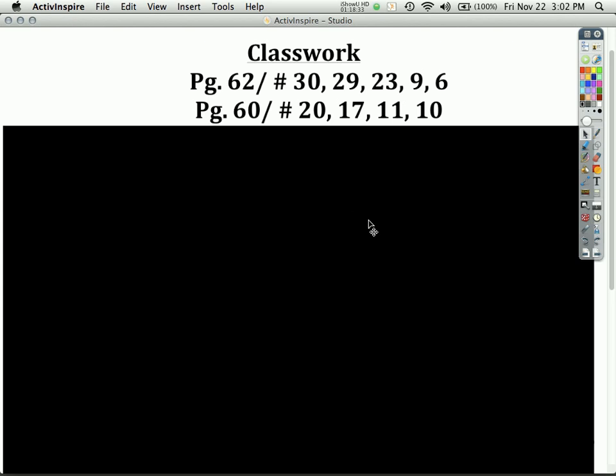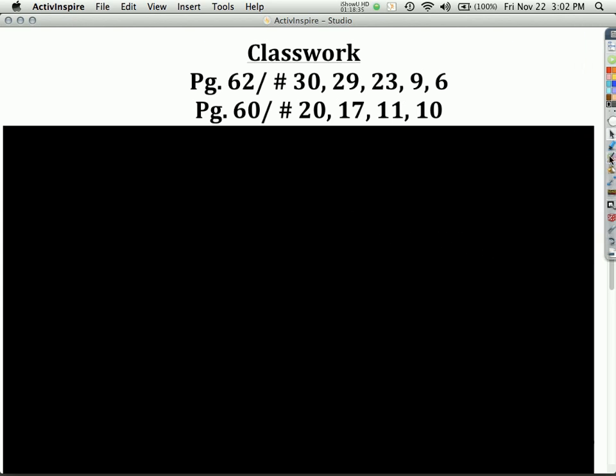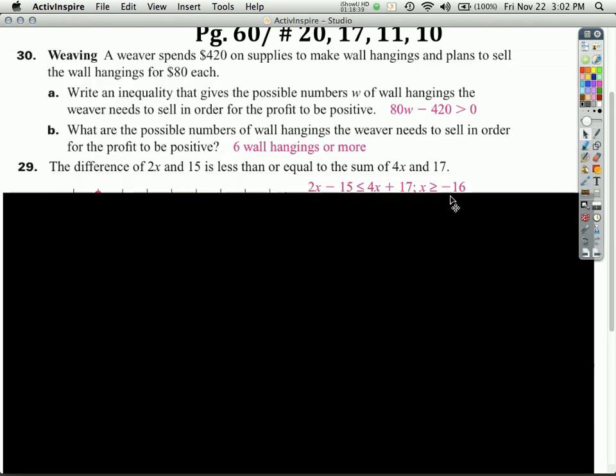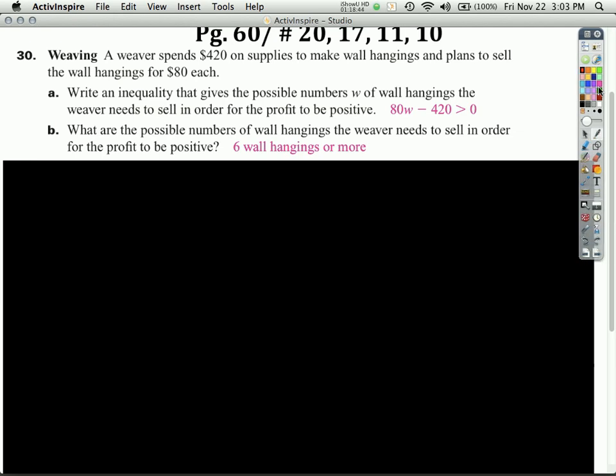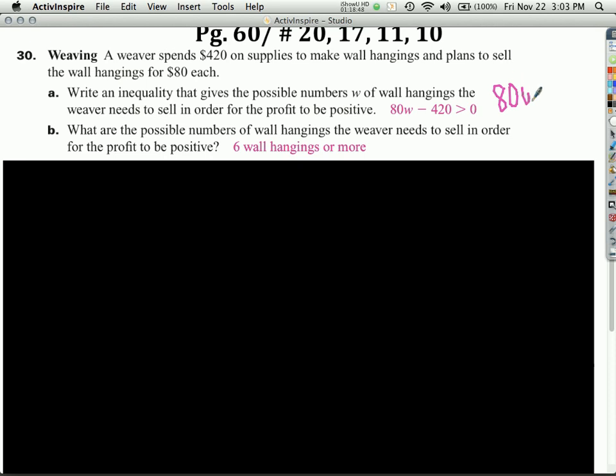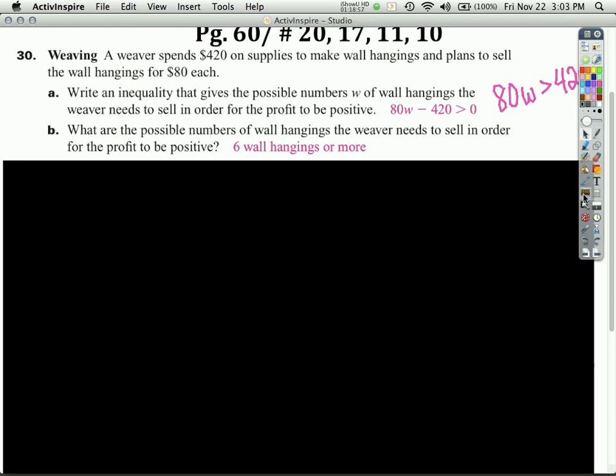Okay. Pick up your colored pens, and here are the solutions. Number 30. The publisher wrote it in a strange way. That would actually, for me, be 80W is greater than 420. And I'm pretty sure that's what most of you put. And then we're looking for 6 wall hangings or more. If you put W is greater than 6, that's the same thing. That's what I was looking for.